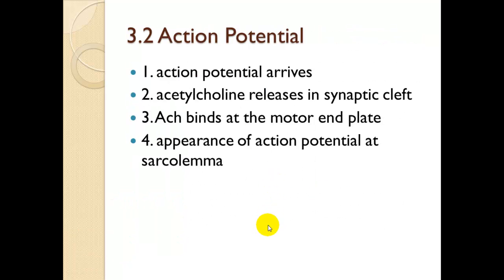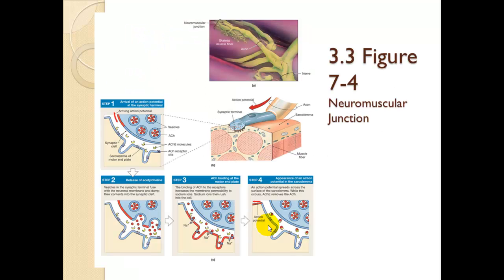Action potentials, and this is kind of the steps of it. 1. Action potential arrives. 2. Acetylcholine releases in the synaptic cleft. 3. Acetylcholine binds at the motor end plate. And 4. Appearance of the action potential at the sarcolemma, and this would be in the actual muscle itself. So here we go.